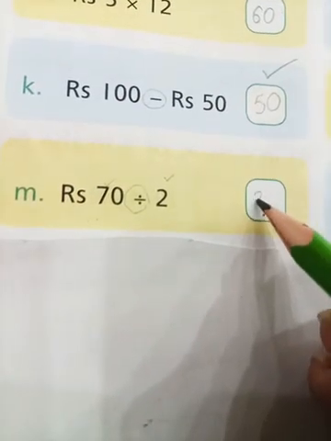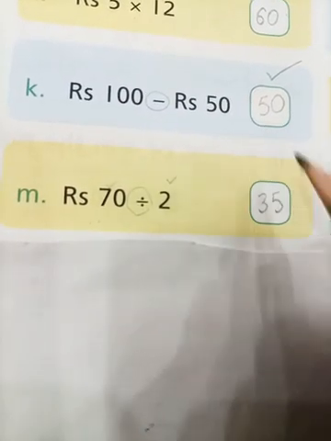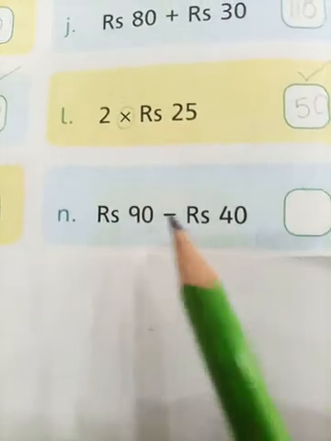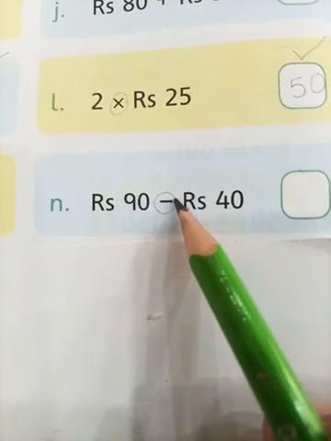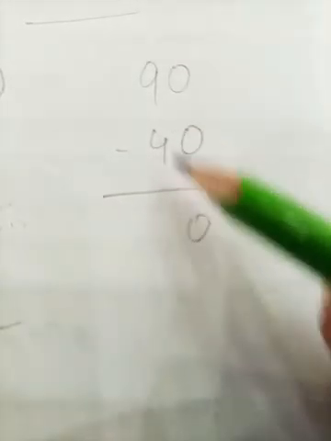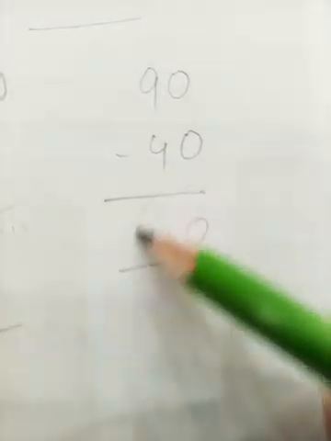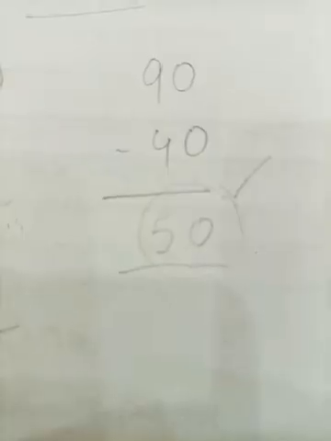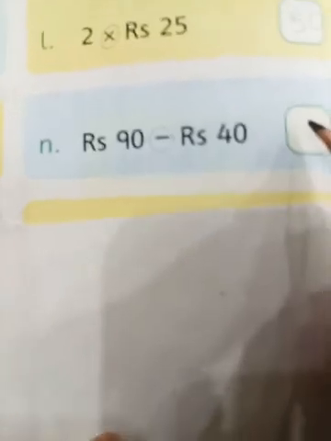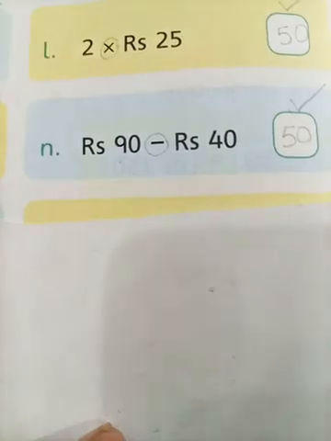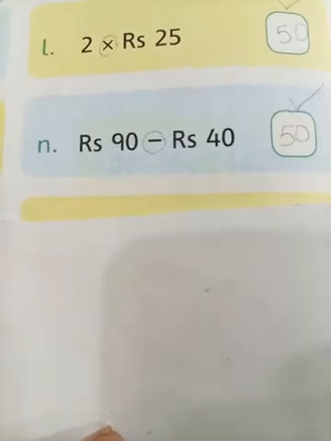Here I am writing my answer 35, but it is not equal to 50, so I will not mark it. Next is the part N, in which we are going to do the process of subtraction. 90 minus 40. Let's subtract it. Students, 0 minus 0 is 0, 9 minus 4 is 5. So our answer is 50. We're going to mark the sign of tick for this answer. 90 minus 40 is equal to 50. So students, mark it. Yes, we have marked the sign of tick here.